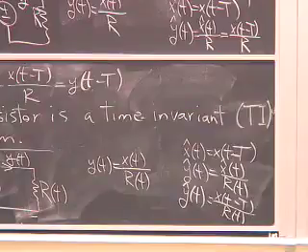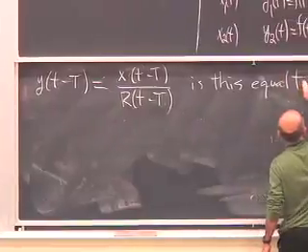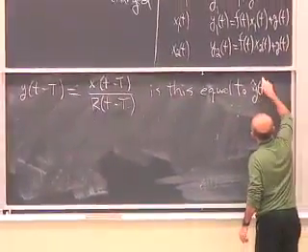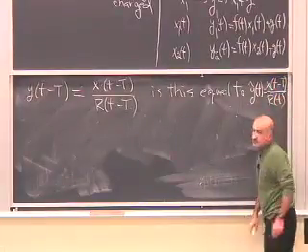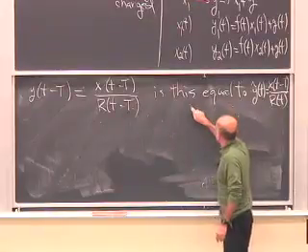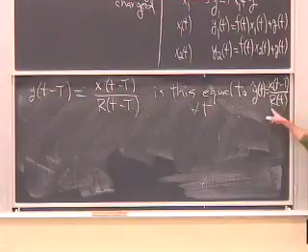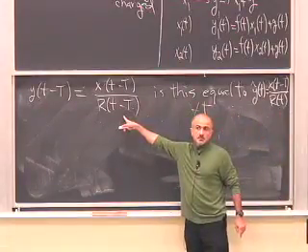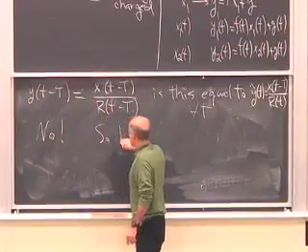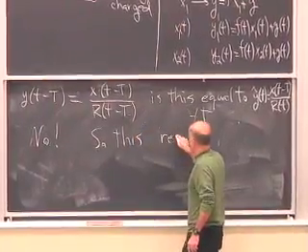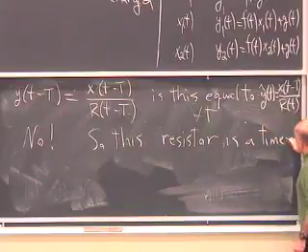And is this equal to y hat, which is x of t minus capital T over R of t, equal to for all time? Are they the same? No. Right? No. So this resistor is a time varying system.